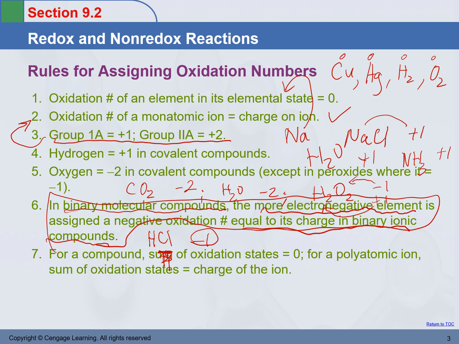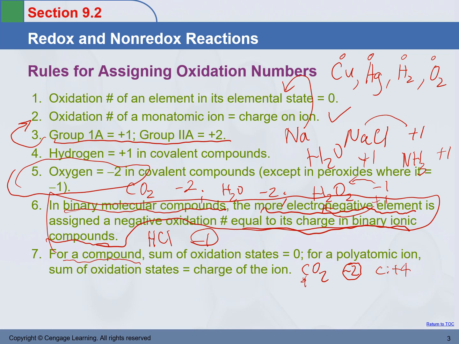For a compound, the sum of oxidation numbers equals 0. For a polyatomic ion, the sum of oxidation states equals the charge of the ion. That's what this is talking about. So CO2, that is a compound. We know that oxygen is going to be a -2 oxidation number. How do we know that? It's right here. Number 5 told us. If oxygen is -2, carbon has to be +4.